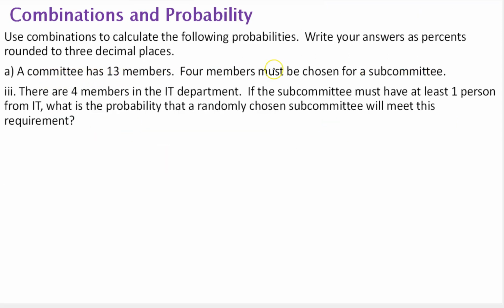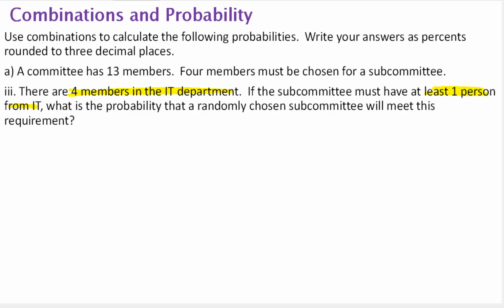So we still have our committee. We want 4 members for a subcommittee, but we're going to be given another restriction. So there are 4 members in the IT department. If the subcommittee must have at least 1 person from IT, what is the probability that a randomly chosen subcommittee will meet this requirement?